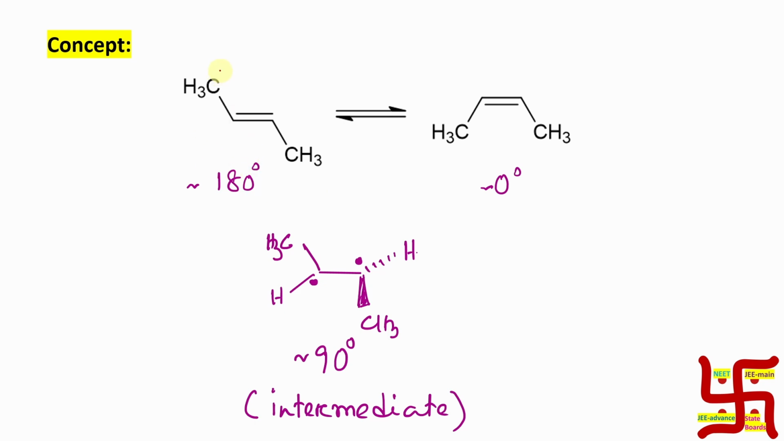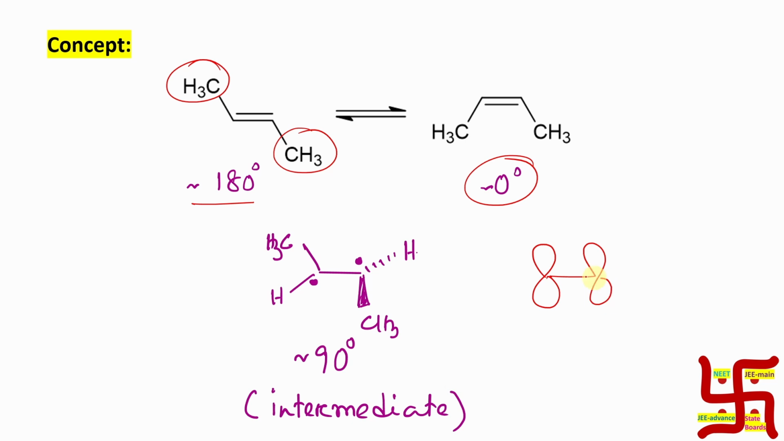If you look at these two methyl groups, they are 180 degrees anti to each other, whereas in the case of cis the angle between them is 0 degrees. Now generally C-C rotation in a pi bond is restricted. Why? Because of the in-phase overlap of these two p orbitals. Actually they overlap in a parallel or sidewise manner.